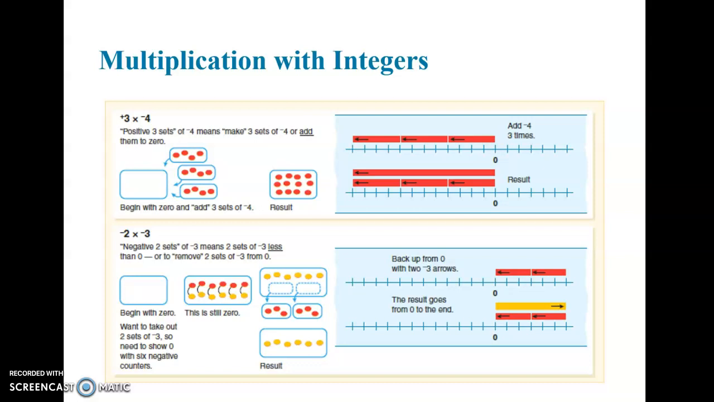Context options include: if I lost $4 three days in a row, how much have I lost? Or, three days in a row, Hans scored negative 4 in a golf tournament. What is his score? Or, 3 times today's temperature drop of 4 degrees. How much has the temperature changed? Connecting these concepts and looking at repeated examples can lead students to creating conjectures about the rules of multiplying and dividing negative numbers.